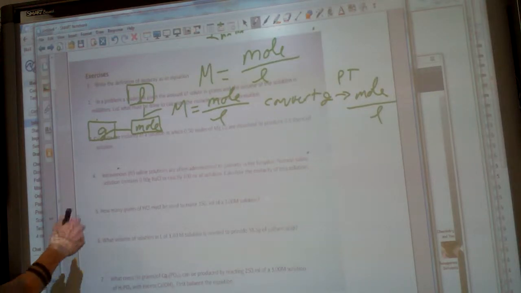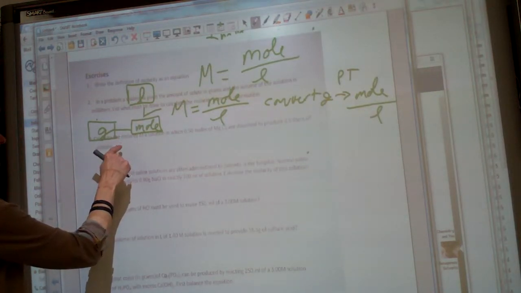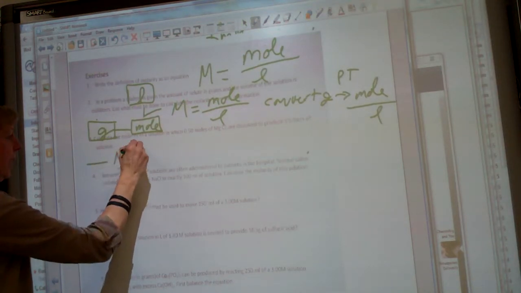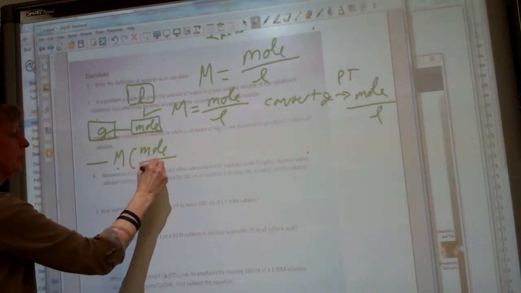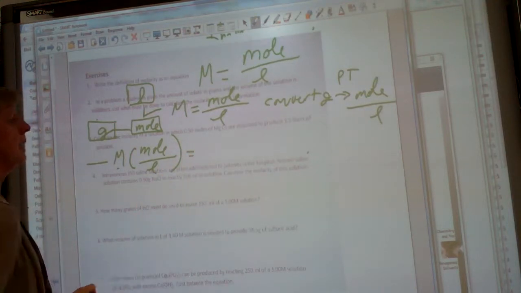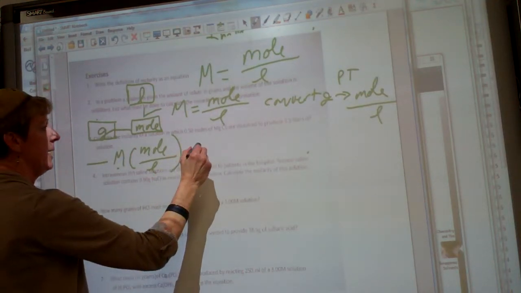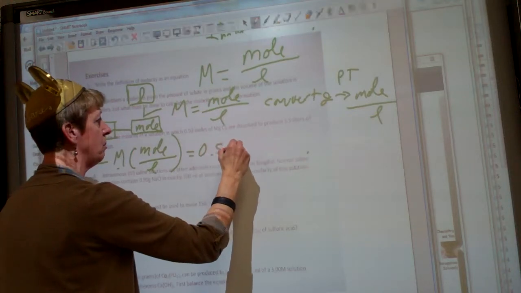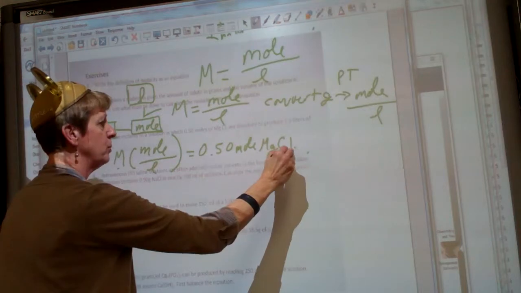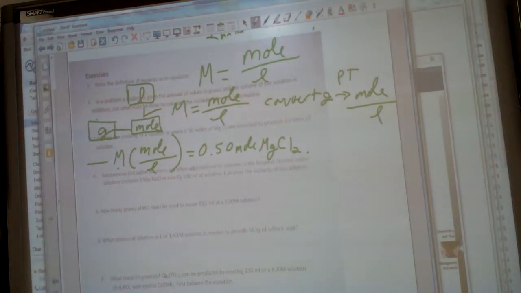Let's do a problem. Number 3. Calculate big M. Now, blank, big M, but again, I always write moles over liters, so I know what label I'm looking for. It's very important to know what label I'm looking for. My given here is 0.50 moles of magnesium chloride. Oops, forgot the 2. And that's dissolved in to produce 1.5 liters of solution.